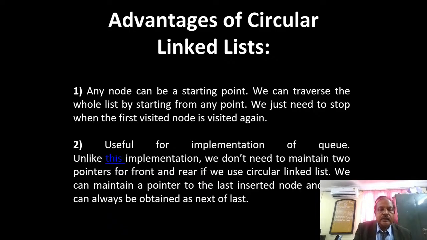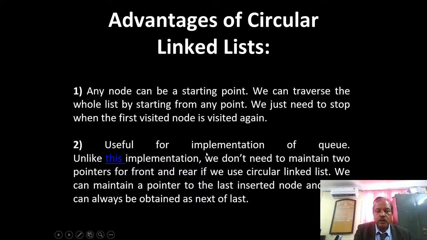Then what are the advantages of the circular linked list? You see, any node can be a starting point, because there is no fixed place where it starts or where it ends. Anywhere you can start, anywhere it can end. So any node can be a starting point, and we can traverse the whole list by starting from any point. We just need to stop when the first visited node is visited again. Okay, where you started, you have to end there.